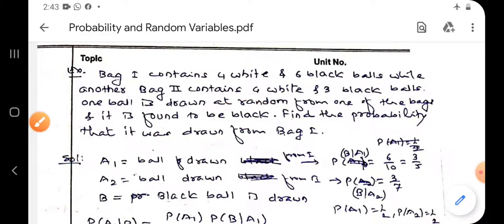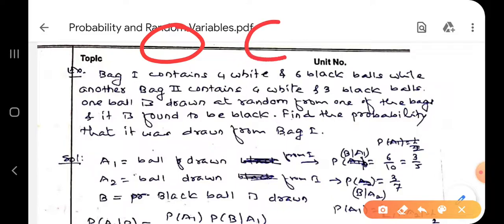What is given here? Two bags are there and both bags contain balls. In fact, the first bag contains 10 balls and the second bag contains 7 balls. Correct? Now I have to select one ball from any one of the bags, and that ball must be black. Find the probability that it was drawn from bag 1. But from where should that black ball come?